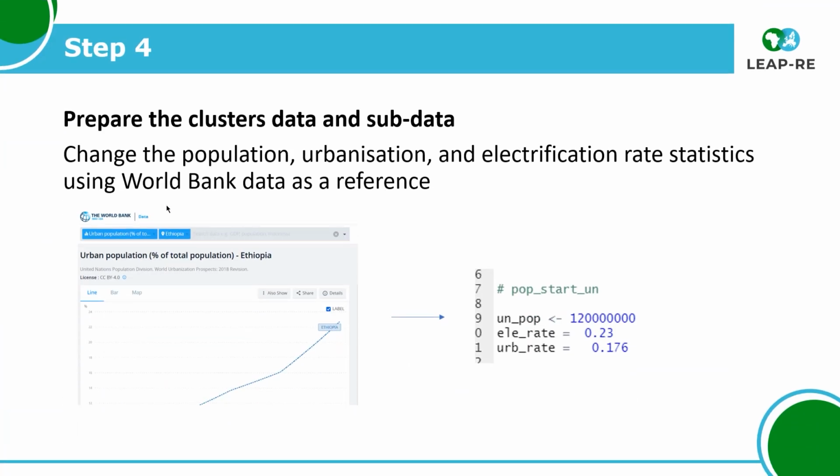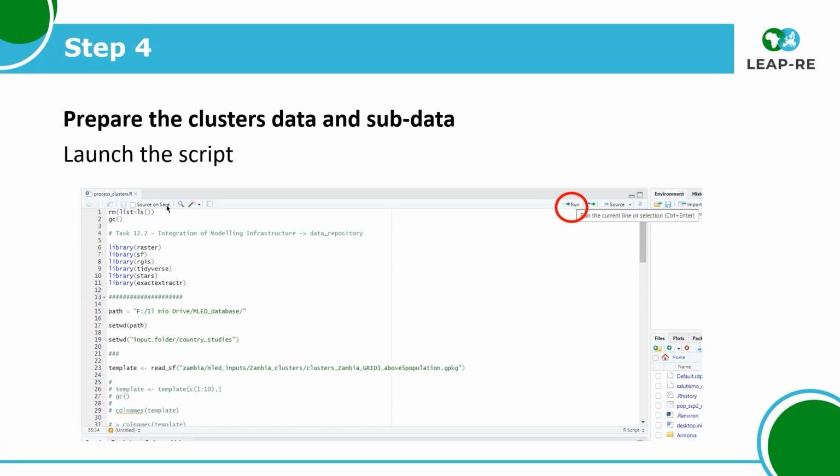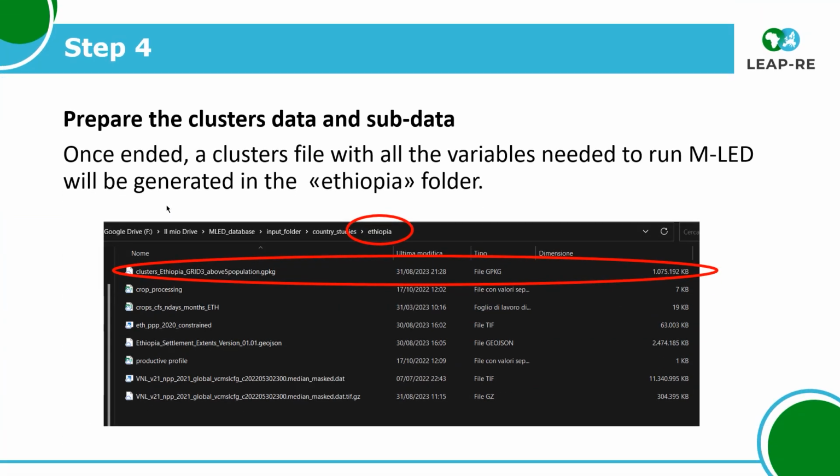This requires adjusting things like the urban population share, the electricity access rate, and the total population. For instance, an option is using the World Bank data as a reference to adjust these values. When we launch this process clusters file, we will then have an output file in the data folder named after the country that we are trying to process. So for Ethiopia, in this case, you will see a new big JSON package file appear, and this is our output data that we really need for the new country to run MLET.